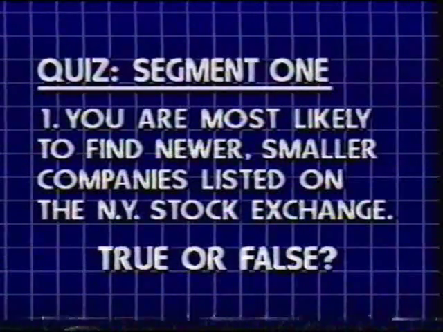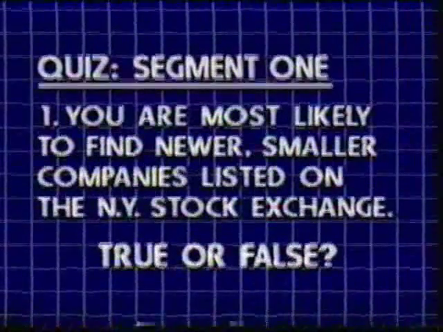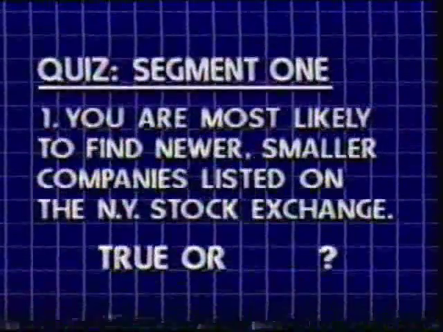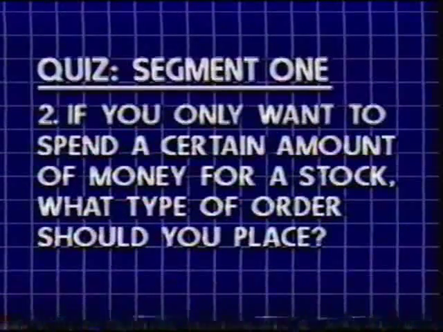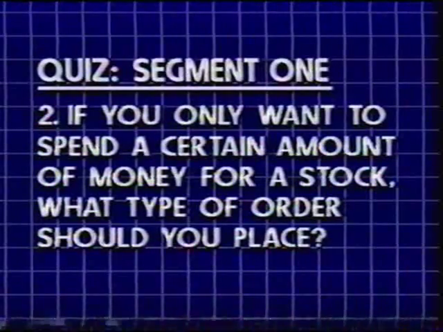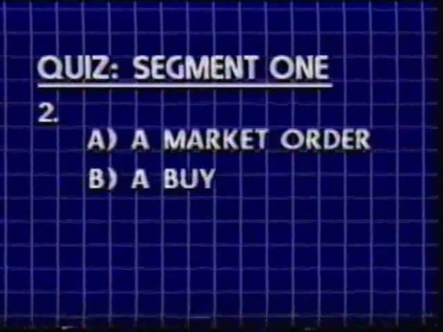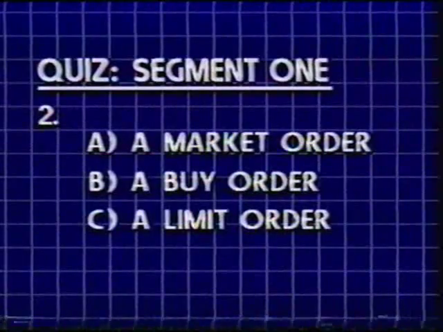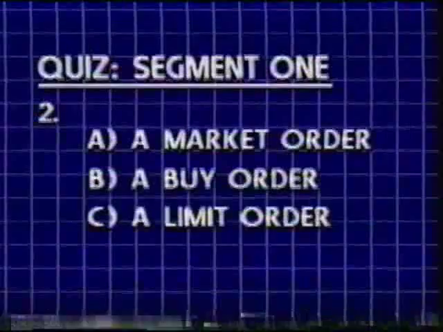You are most likely to find newer, smaller companies listed on the New York Stock Exchange. True or false? False. You are most likely to find newer, smaller companies on the over-the-counter market. If you only want to spend a certain amount of money for a stock, what type of order should you place? A, a market order. B, a buy order. C, a limit order. The correct answer is C, a limit order.